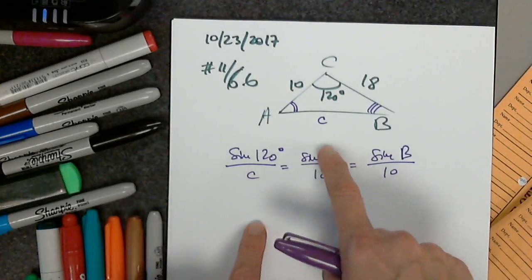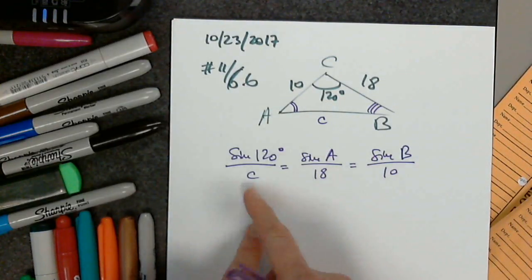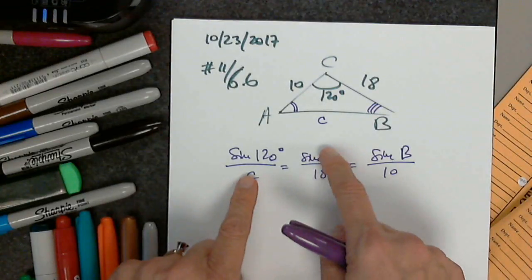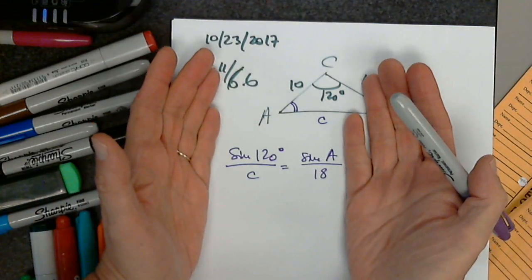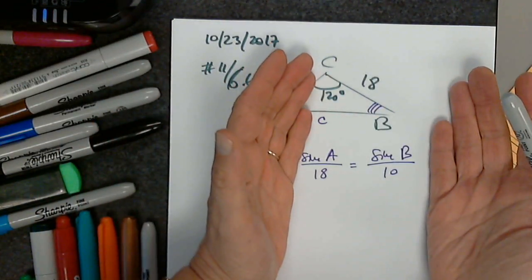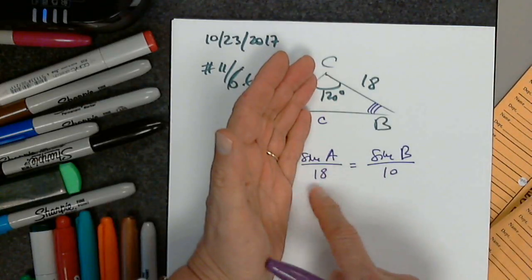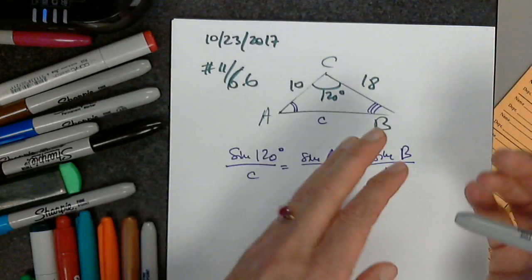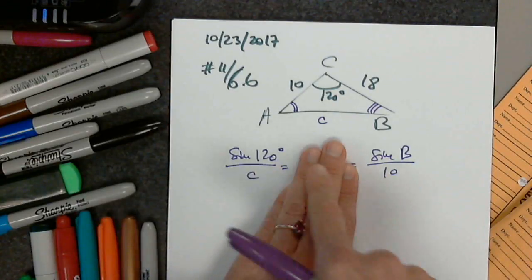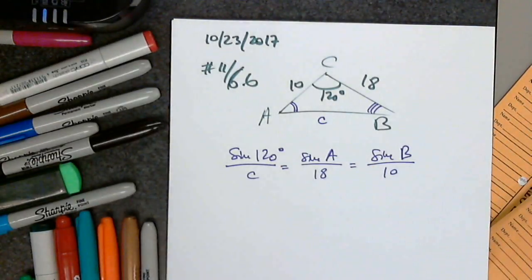If I cross multiply, I won't get anything just because I have two variables in one proportion. If I use these two, I have the same problem: two variables in one proportion. If I use these two, I have the same problem. So the law of sines is not the way to go here.